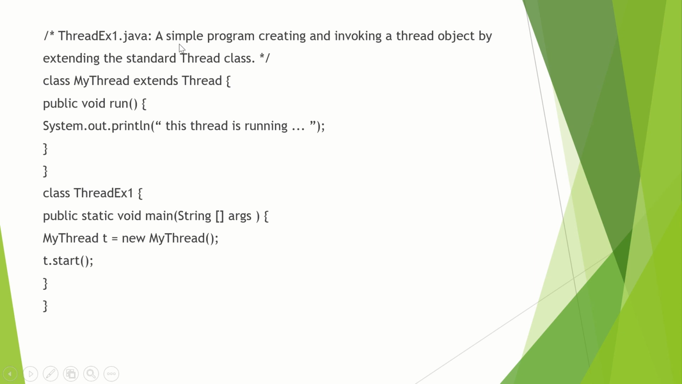You can do this later in your program using Java or whichever language you prefer. This is a simple program that creates and invokes a thread object by extending the standard Thread class. You define a class and make a public void run, and then this thread is running. Then you define another class with a public static void main, and you call MyThread and call the start process.